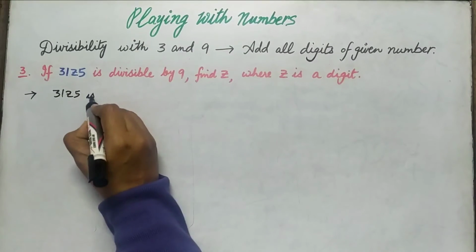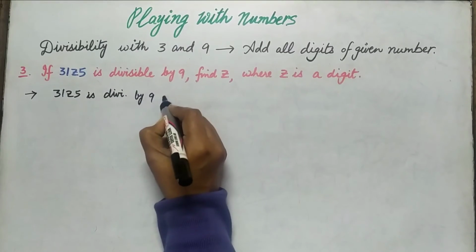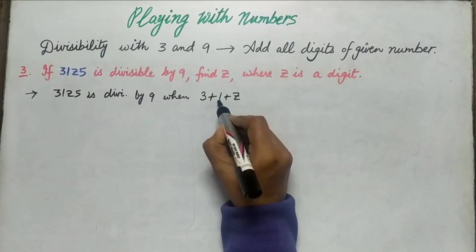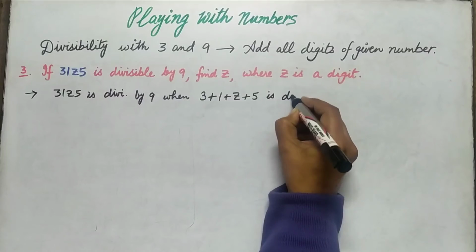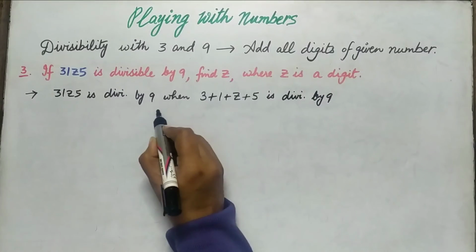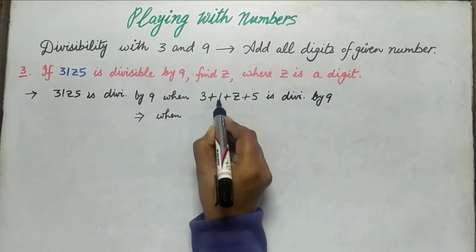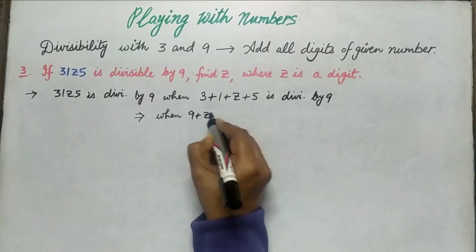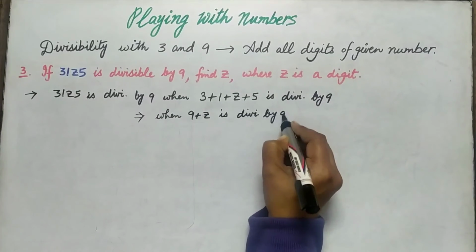31z5 is divisible by 9 when what? The sum of digits 3 plus 1 plus z plus 5 is divisible by 9. We do the addition. It means when 3 plus 1 is 4, plus 5, 9. 9 plus z is divisible by 9.